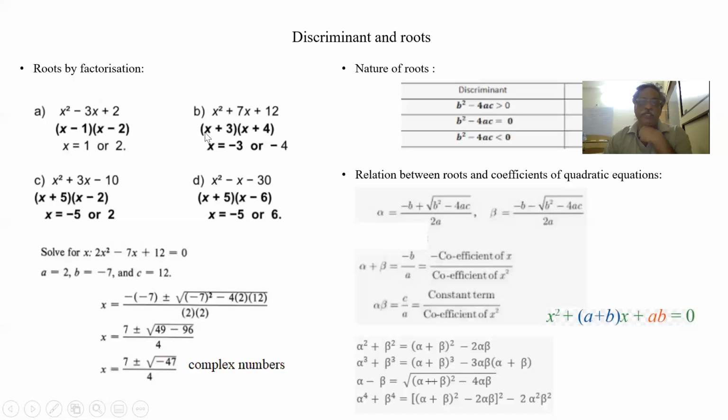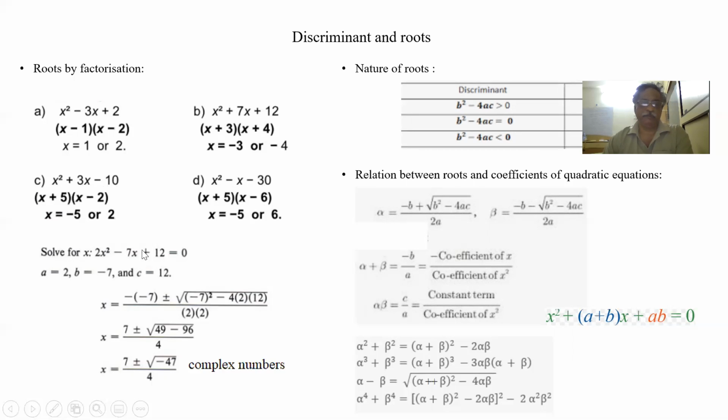What do we mean by roots? If I put x as minus 3, then this value will become 0. That is f of x is 0. The root means where it is touching the x-axis. Now let us say this one. Again 10, 5 2s are 10, plus 5 minus 2. So the roots are minus 5 and plus 2. Similarly 30, 6 5s are 30, minus 6 plus 5. So the roots are minus 5 and plus 6.